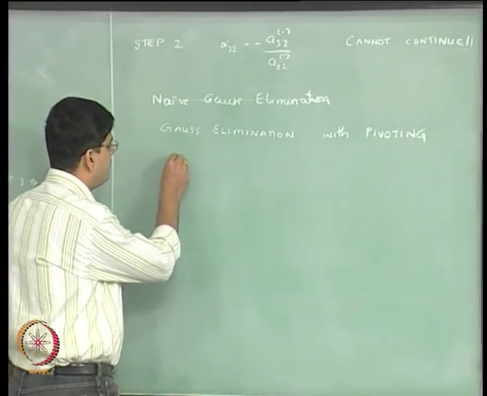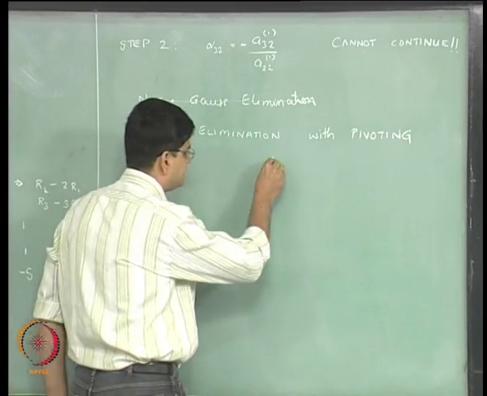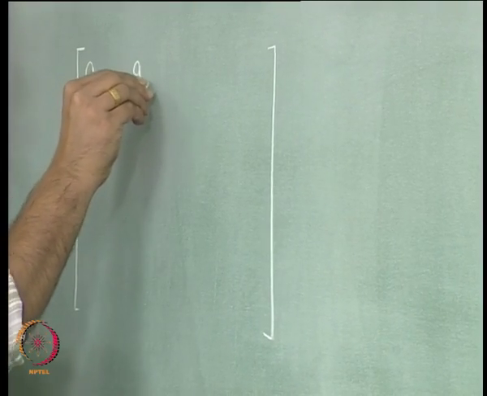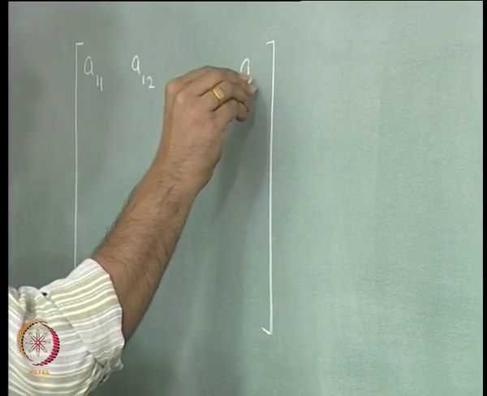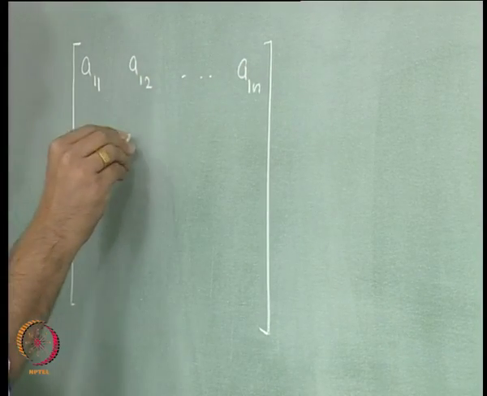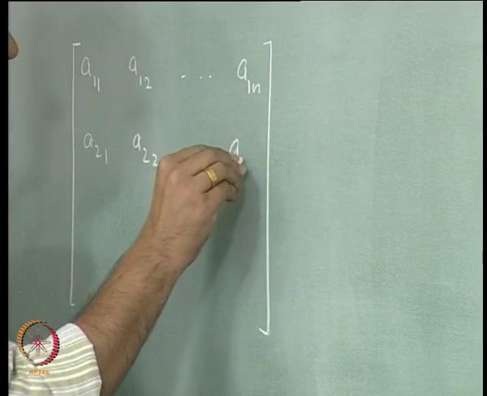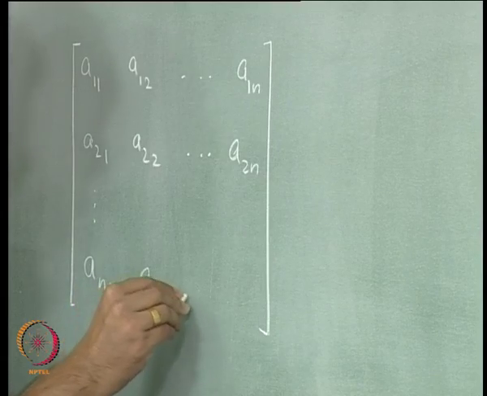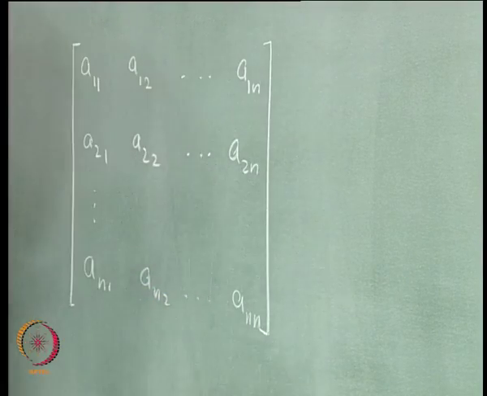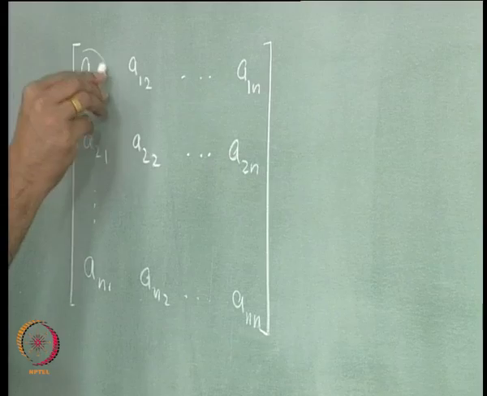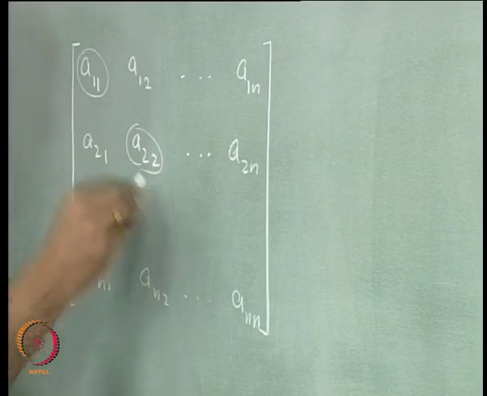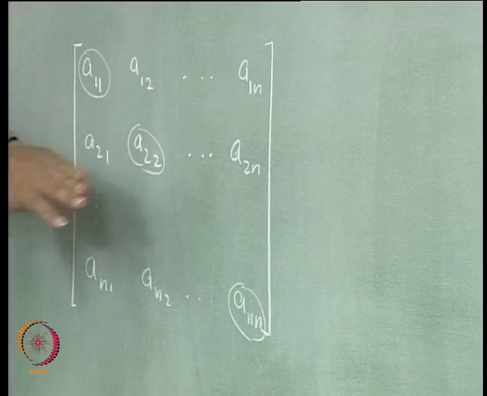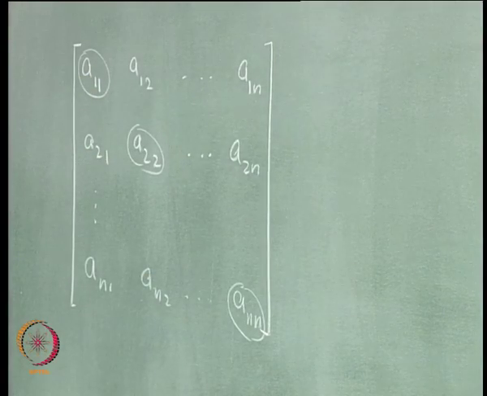So if we were to write a general n dimensional matrix in the form A11, A12 and so on up to A1n, A21, A22 and so on up to A2n, and An1, An2 and so on up to Ann, these diagonal elements are going to be the pivots during the first step, second step, third step and so on and so forth.